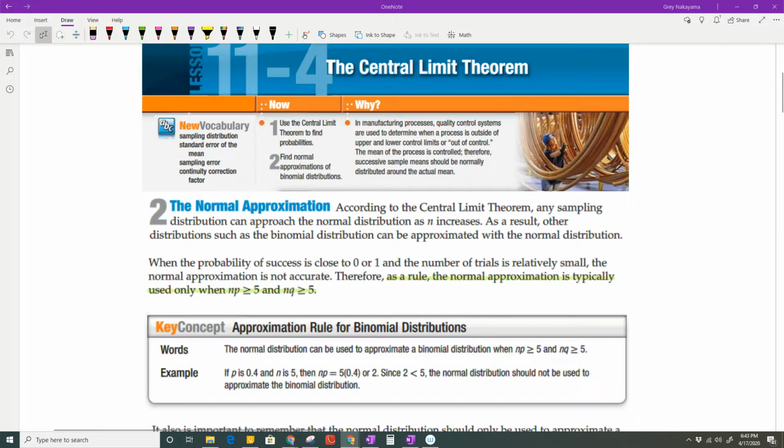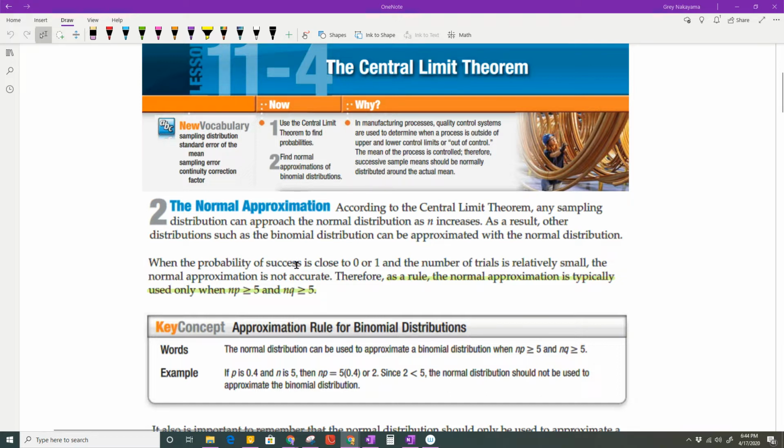Okay, today's lesson is 11-4b of the central limit theorem, and we are going to concentrate on using the normal distribution to approximate the probabilities of binomial distributions. Okay, so one of the things, you're not going to run into it, but you might need to know it, and you might come across it in another course.